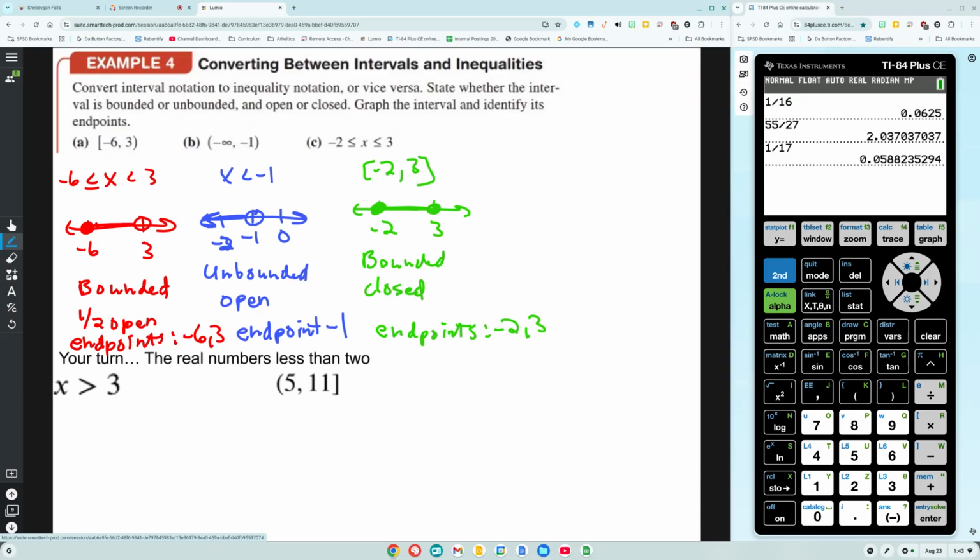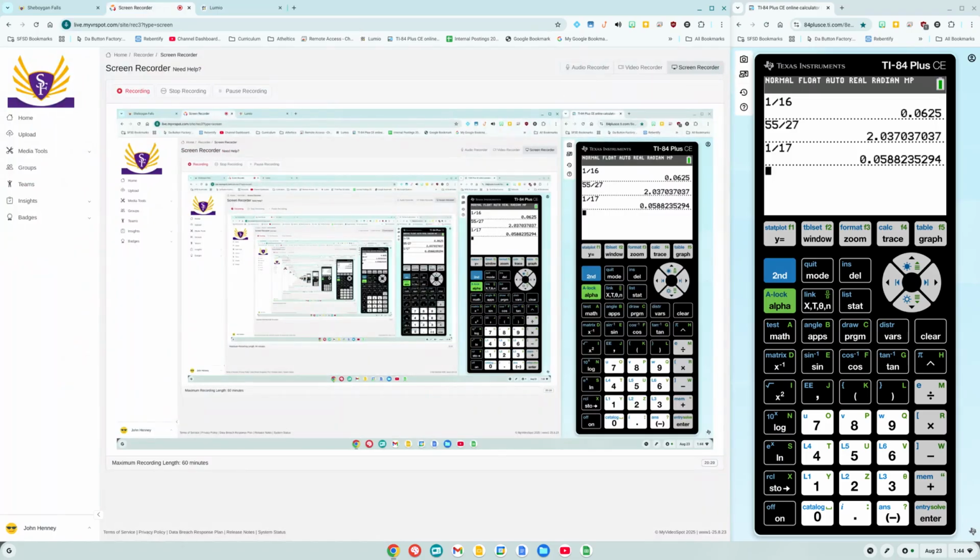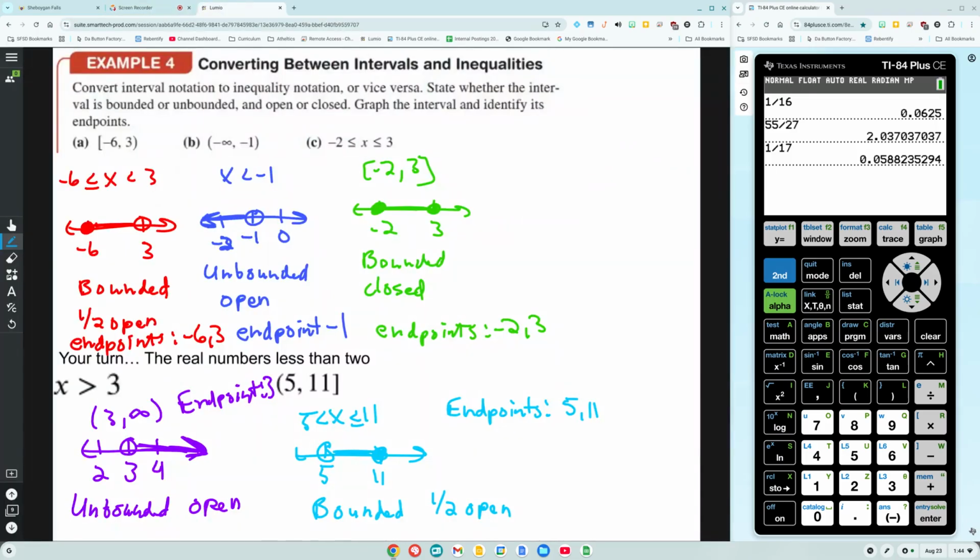All right, your turn. What you're going to do is the same exact thing here for the two expressions given directly below. x is greater than 3 and the interval from 5 to 11. All right, x is greater than 3 would be the interval from 3 to infinity. I would have an open dot on the 3 shaded to the right. This is unbounded because I only have one endpoint. It is open because I am not including the 3, and my singular endpoint is 3.